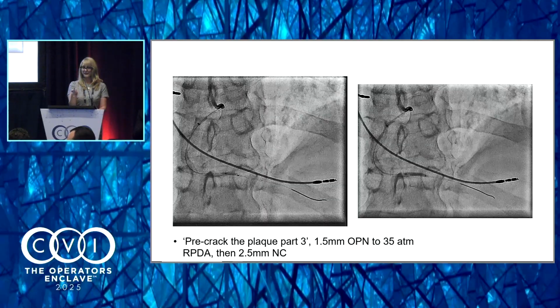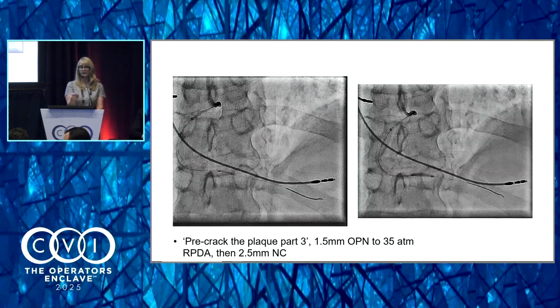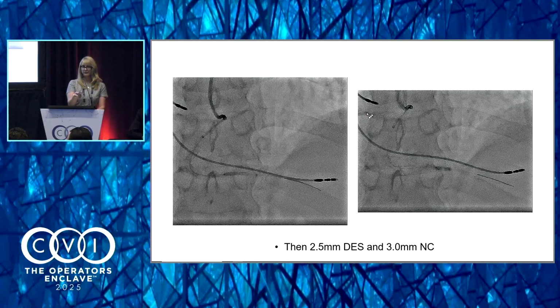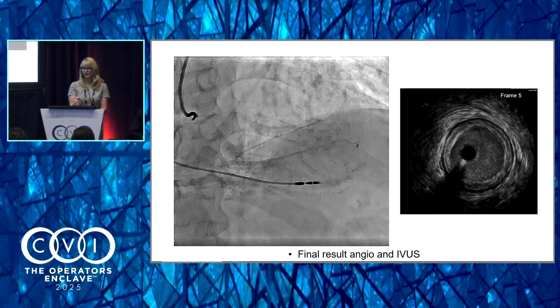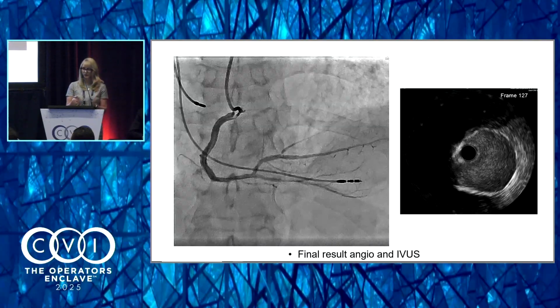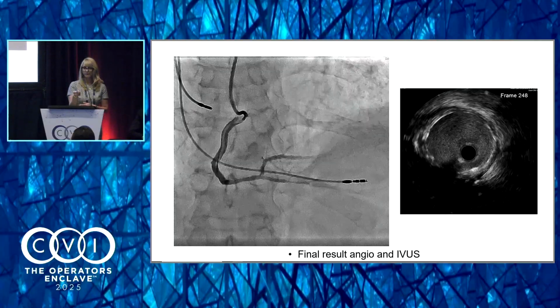And then I went down to the PDA and did the same thing. I took a 1.5 OPN up to 35 atmospheres, post-dilated with a 2.5 NC, and placed my 2.5 stent, dilated it with a 3.0 NC. And this is the final angiographic result for the patient. And I do have a complete IVUS there that does show good stent expansion and apposition throughout the vessel. And that patient has done well.